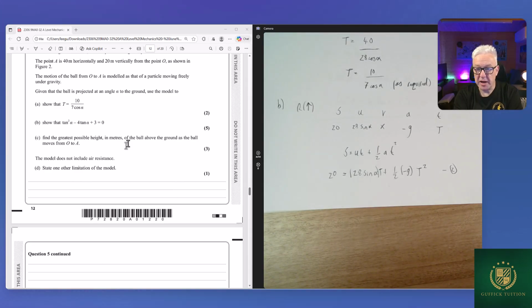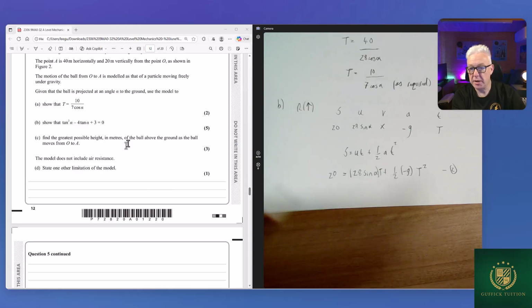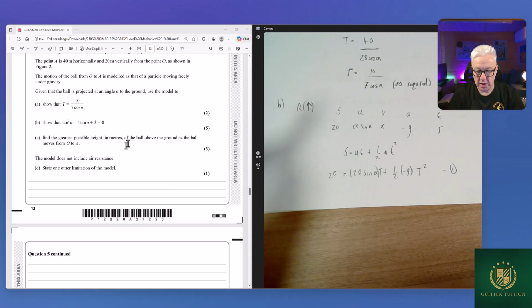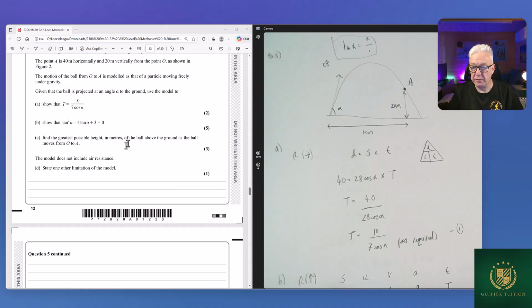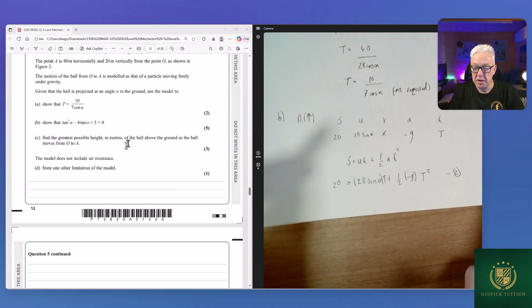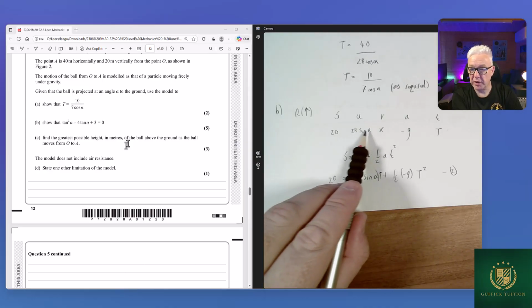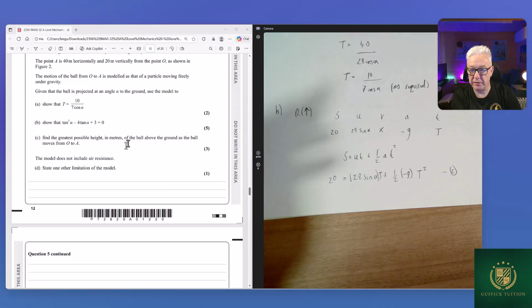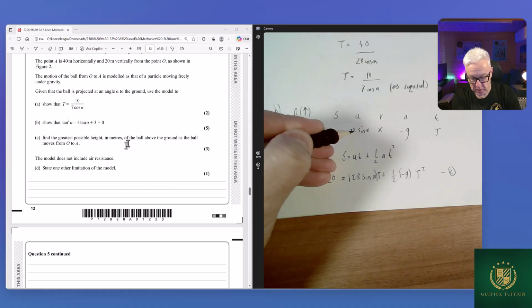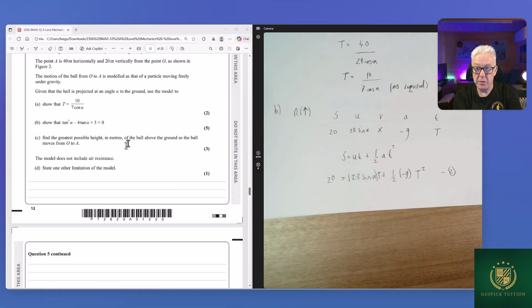For a suvat, you start off by writing down S, U, V, A, and T, or I do anyway. And then what's our S? Well, the vertical component of the distance is 20 meters. So we can say that 20 is equal to, and the vertical component of the velocity is 28 sine alpha. V, we're not worried about how fast it's going. Acceleration is minus g, and the time when it goes through the point A is that time t.